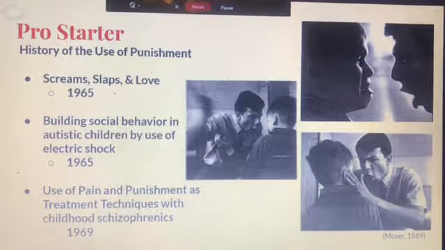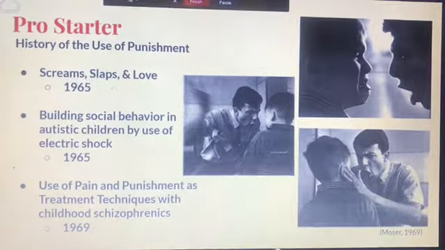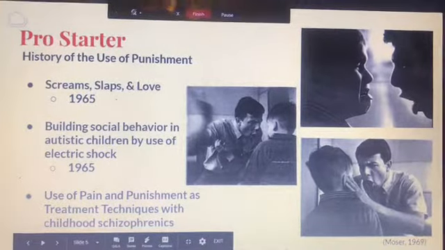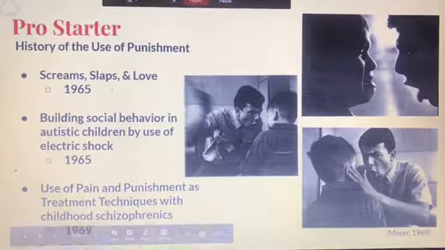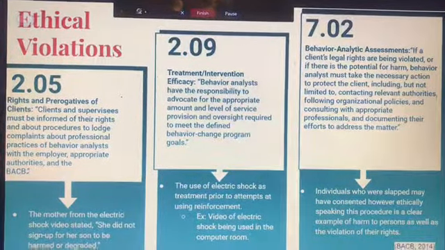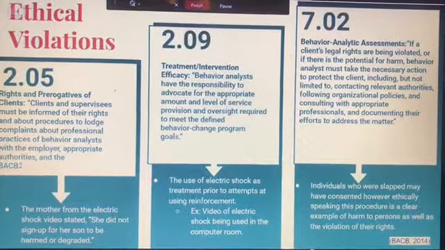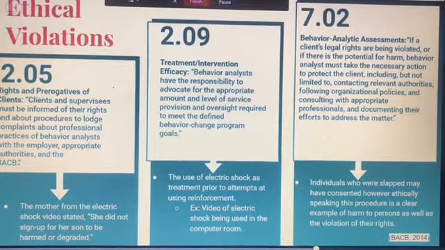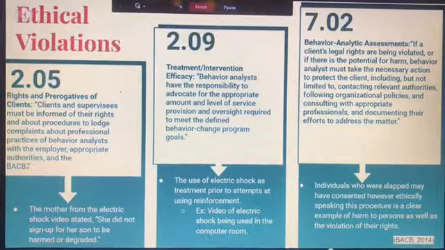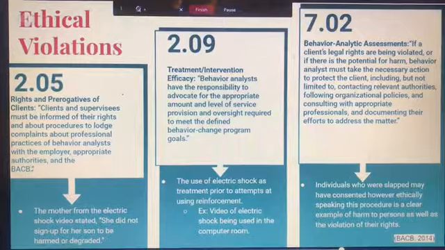Now, as we previously mentioned, we openly acknowledge the mistakes that we have made. Therefore, I would like to acknowledge some of the ethical violations that I believe these past research studies would have been violating. First is Ethics Code 2.05, Rights and Prerogatives of a Client. Clients and supervisees must be informed of their rights and about the procedures to log complaints about professional practices of behavior analysts with the employer and the appropriate authorities.